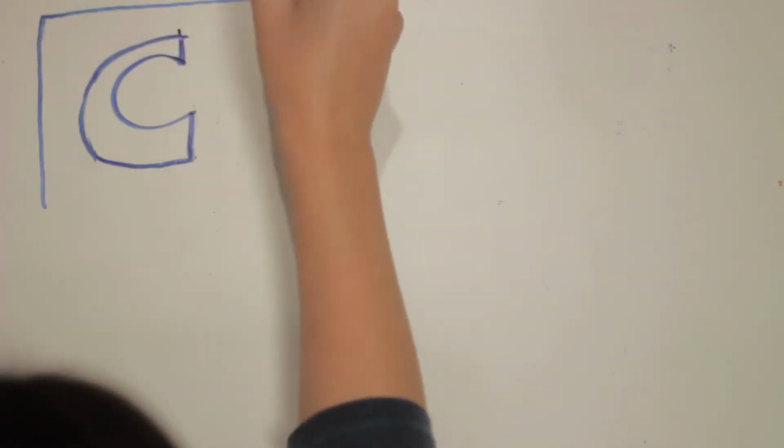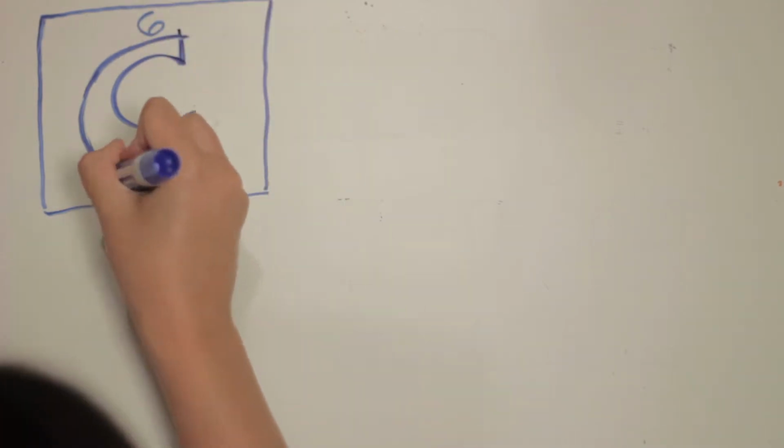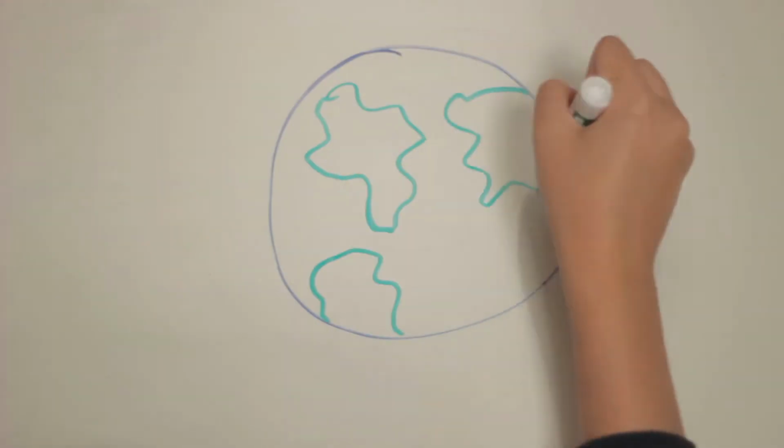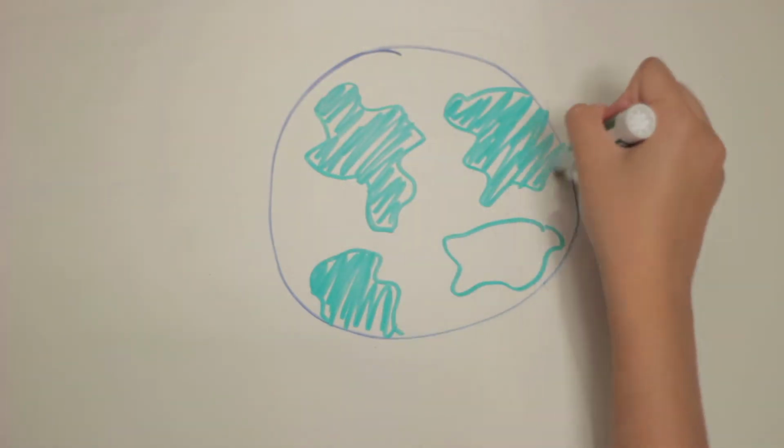So first off, what is carbon? Carbon is the sixth element on the periodic table. From plants to animals, from humans to bacteria, all life on Earth is thanks to carbon.